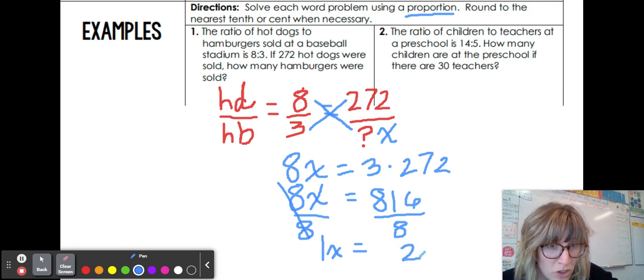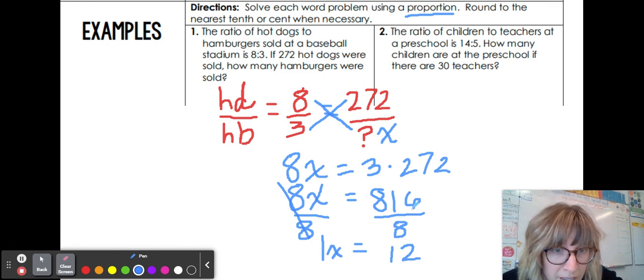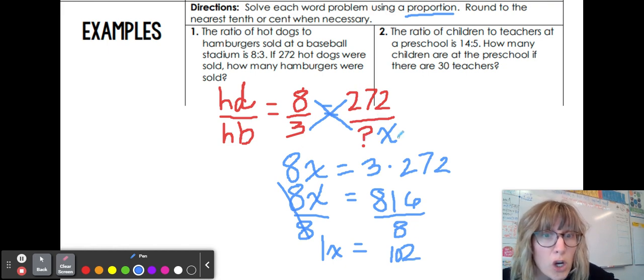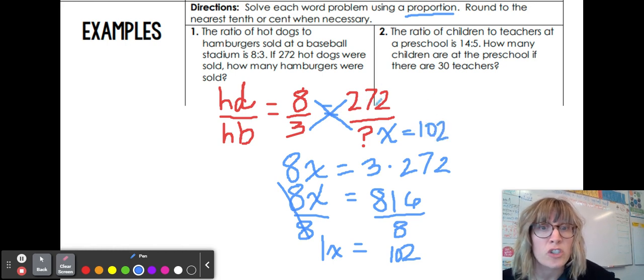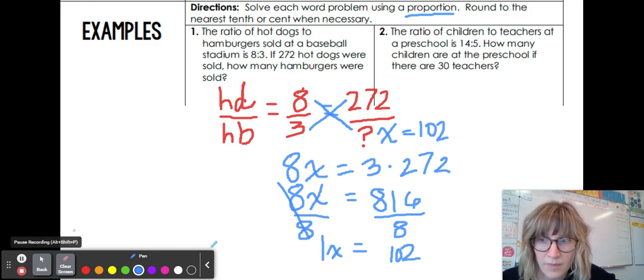Well, 16 divided by 8 is 2, and 8 divided by 8 is 1. So we end up here with 12, but that doesn't make sense. So this needs to end up actually being an 800. So this is a 102. So 1x is equivalent to 102. So what does that mean for our sentence? Well, if we go back up and we say x equals 102, we're going to say that for every 272 hot dogs that were sold, there were 102 hamburgers that were sold.